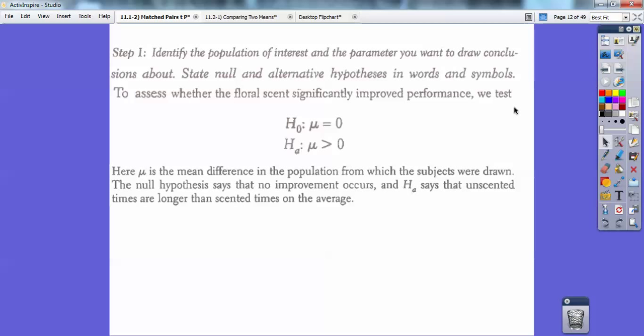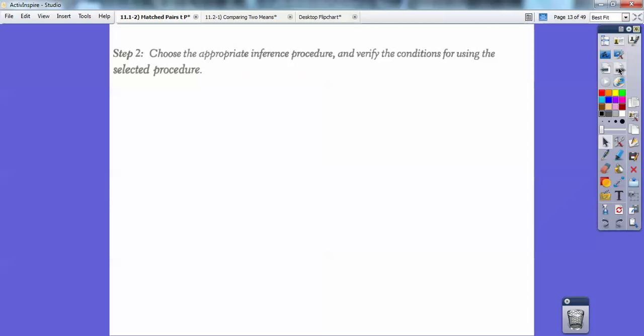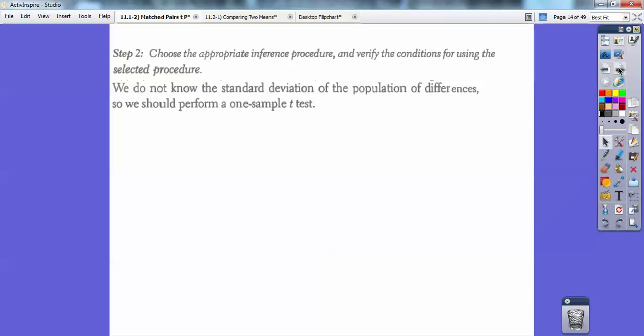So here the population mean is the mean difference in the population from which the subjects were drawn. The null hypothesis says there's no improvement, and the alternative says the unscented times are longer than the scented times on average. Okay, so choose the appropriate inference procedure and verify the conditions for using that. Well, since we don't know the standard deviation, we are going to perform a one sample t-test.